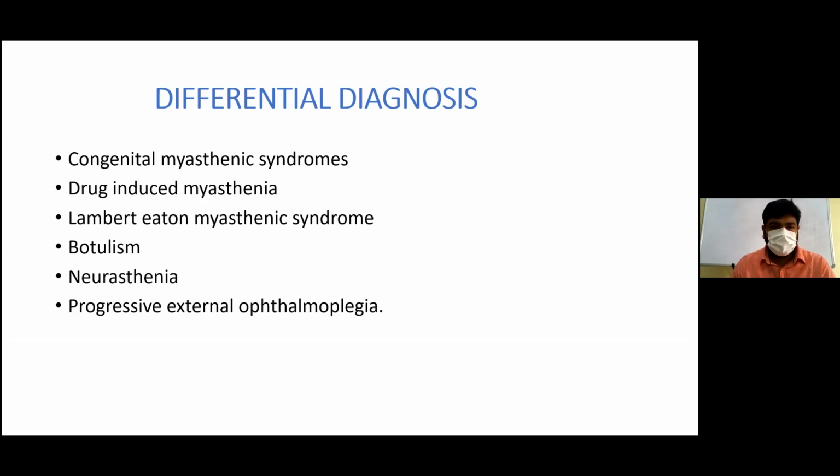Neurasthenia. This is a myasthenia-like fatigue syndrome without any organic basis. Fatigue here is weakness and the diplopia is because of an intracranial lesion. So an MRA can exclude the neurasthenia. Progressive external ophthalmoplegia. This is a mitochondrial disorder which is detected on biopsy.